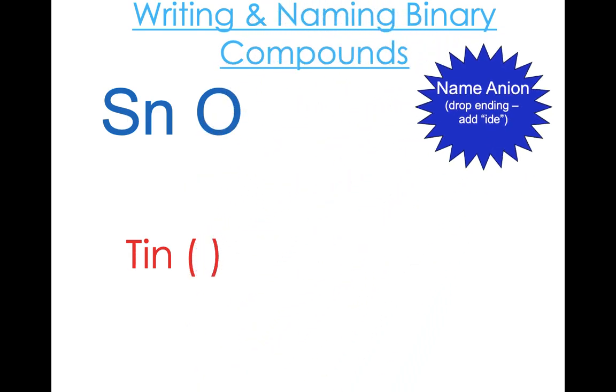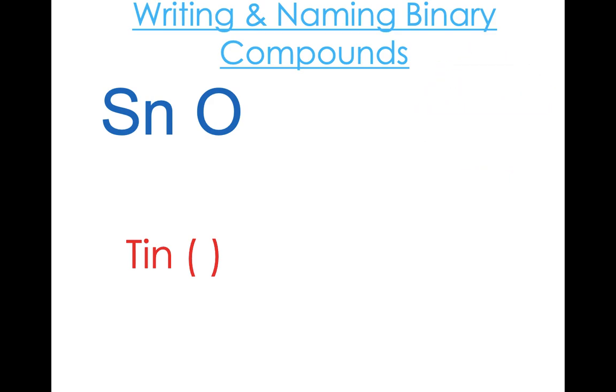The anion, drop the ending and add the "ide". Oxygen, dropping the ending and adding an "ide" is oxide. We're still not done yet. We need to figure out the Roman numeral for the tin. Tin has many forms.